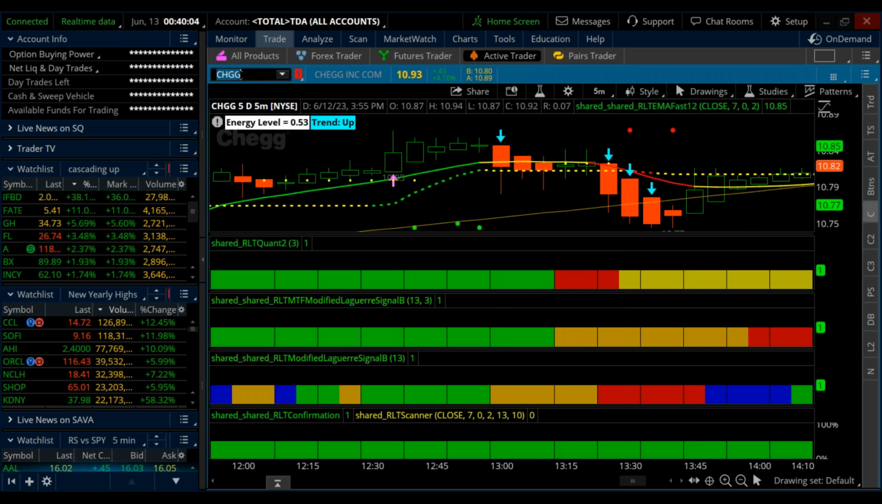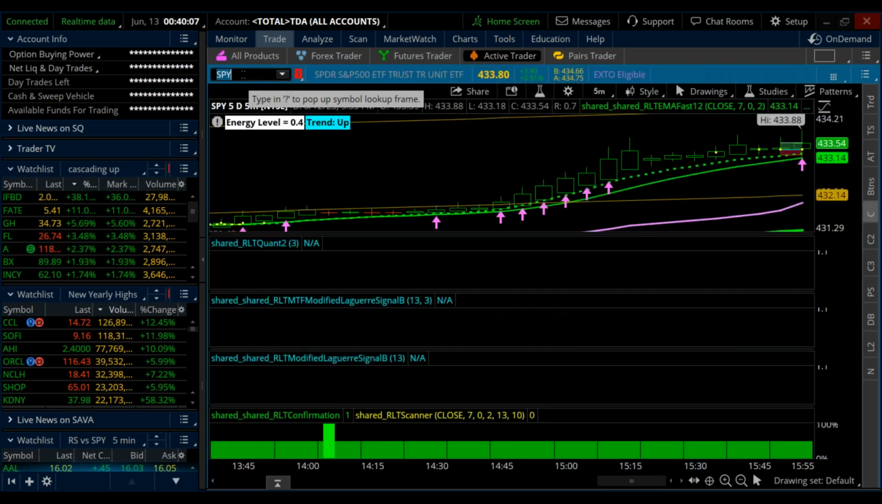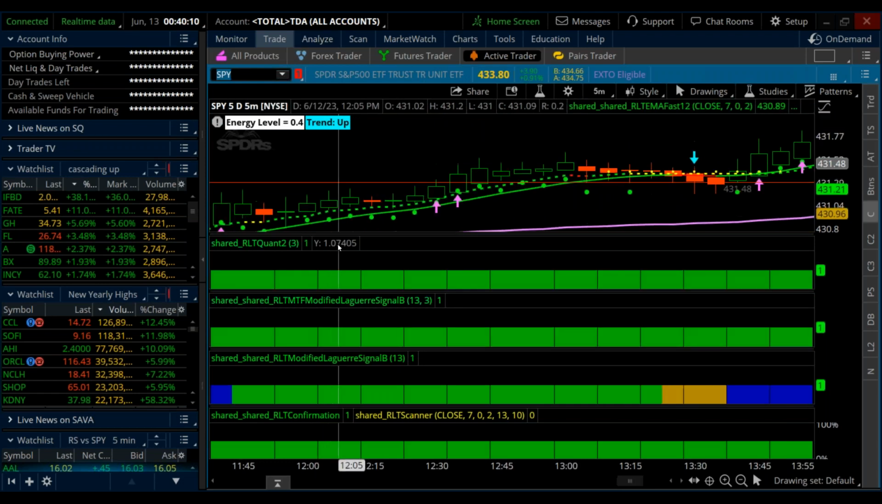And if we looked at SPY today, I'm not sure if we had any opportunities in the SPY. It was pretty bullish most of the day. Let's go back.